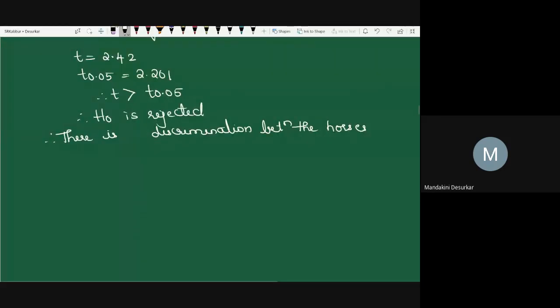Go through it. It is the same thing as we have done for the t-test table. Now, the next and the last part of this unit is the chi-square test. It is also said to be chi-square.